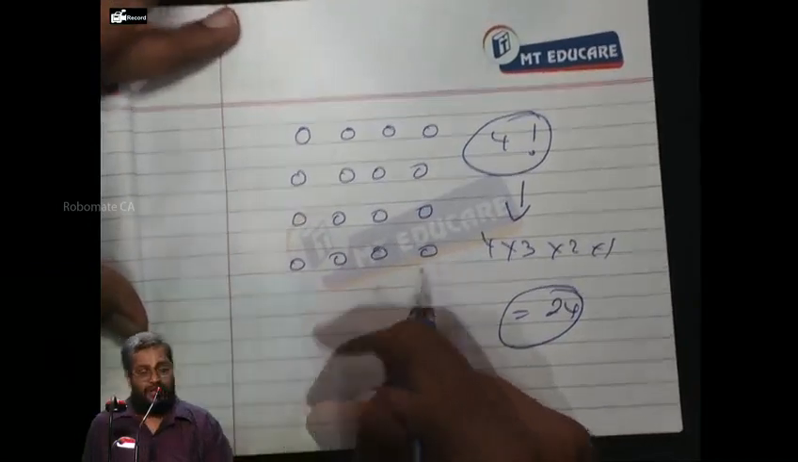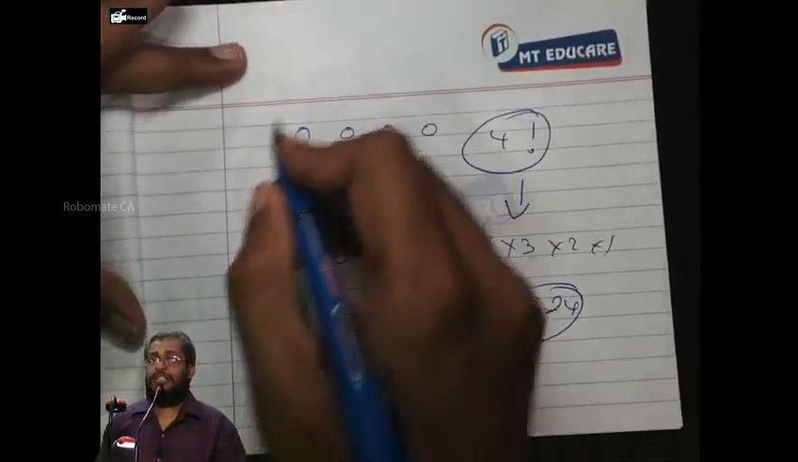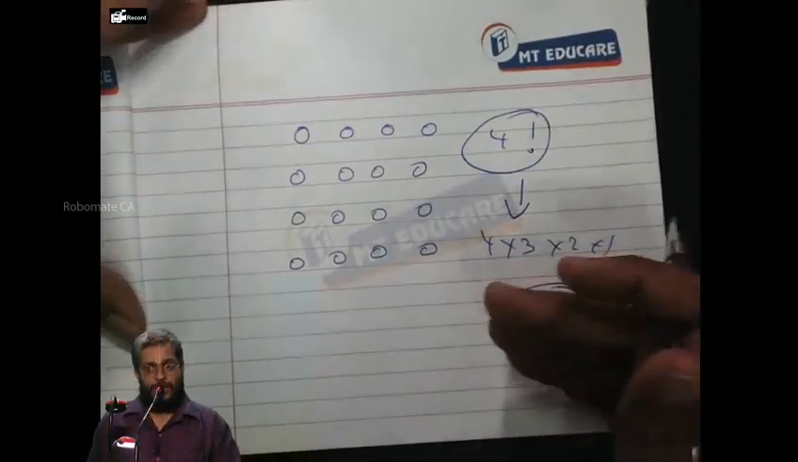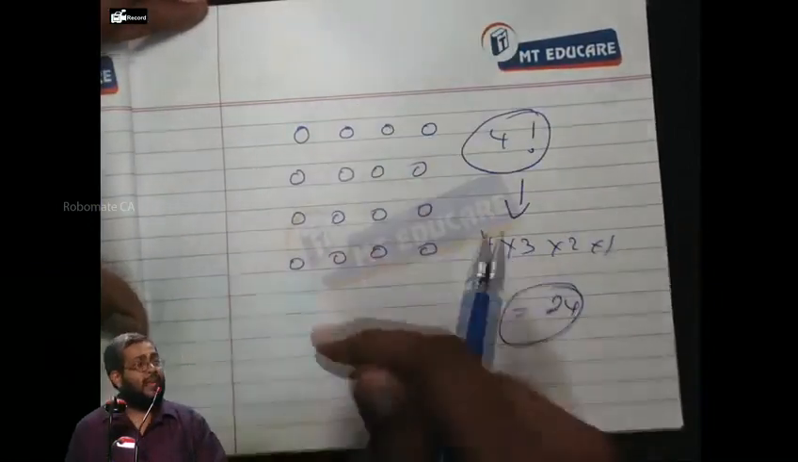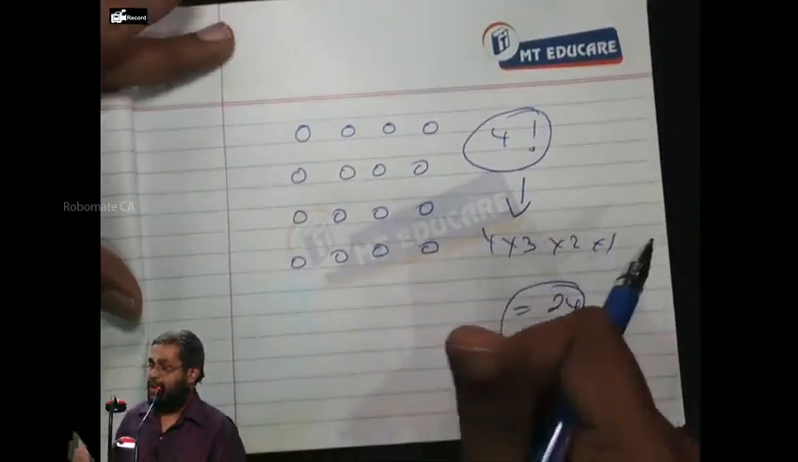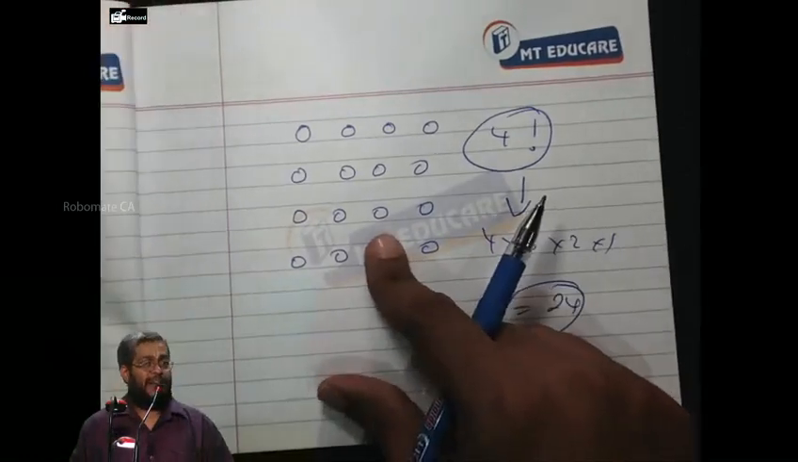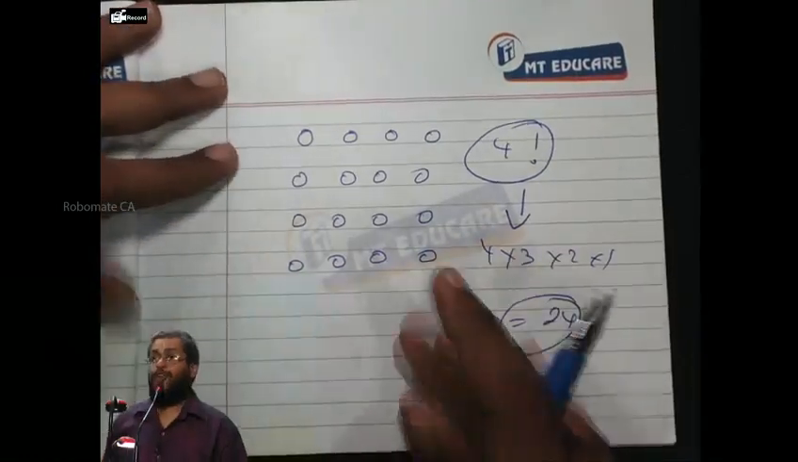Are you following what I'm saying? So, in this case, if all are 0, how many ways of doing it here? 24 ways, 4 factorial. If it is a 3 by 3 matrix, what factorial? 3 factorial, and so on. Everybody following that? Now, the logic is very simple. Why 4 factorial?